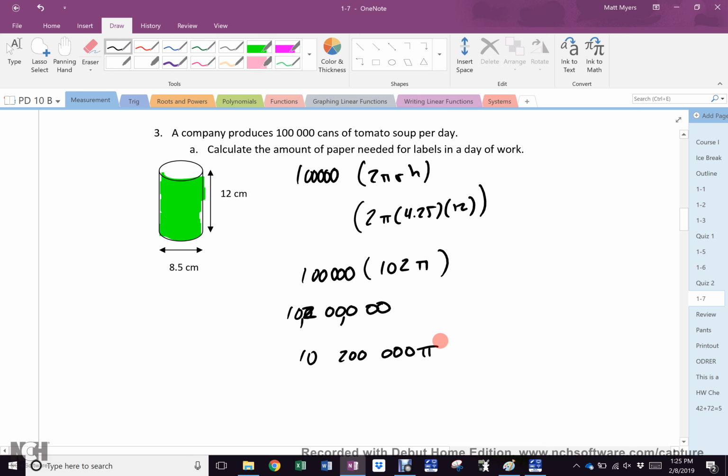Okay. Any questions? What makes this a math question? The fact that you had to remember not to include 2 pi r squared. That shows me you're paying attention and not just memorizing formulas.